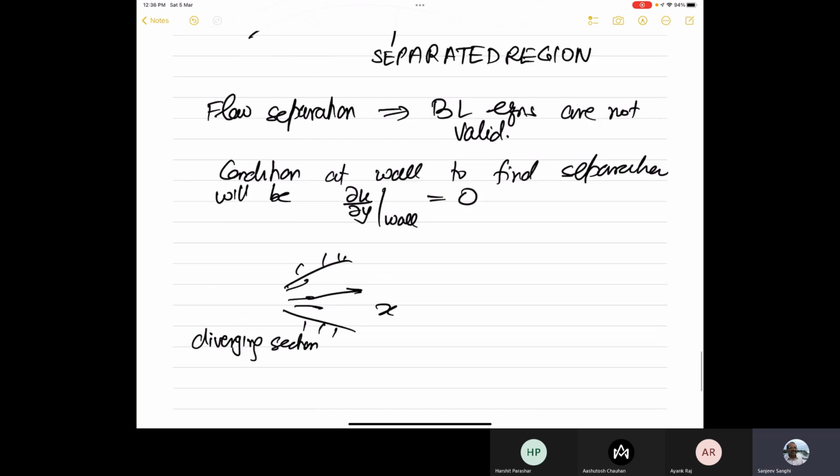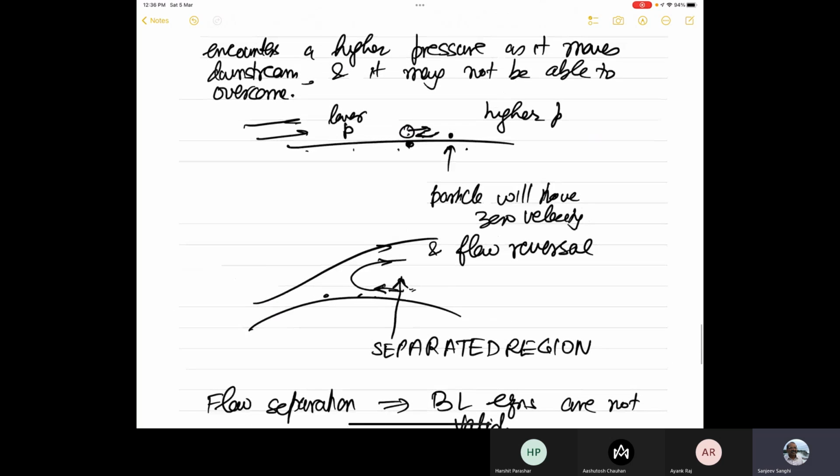But what I wanted you to realize was that basically there's a region of vorticity, a region close to the wall where you cannot neglect viscosity. Inviscid flow will not be valid there, and that is what we call the boundary layer.